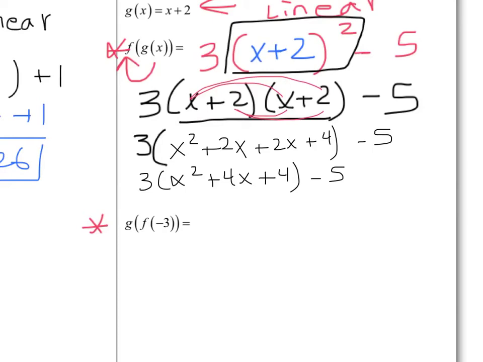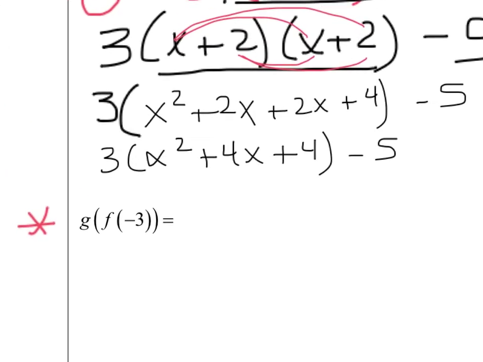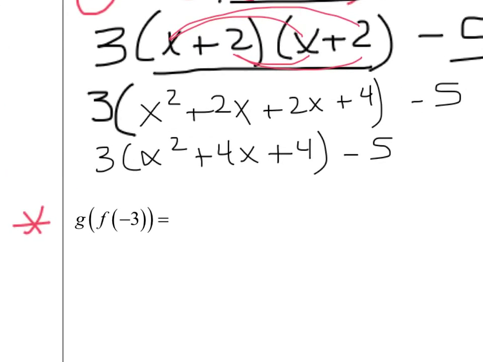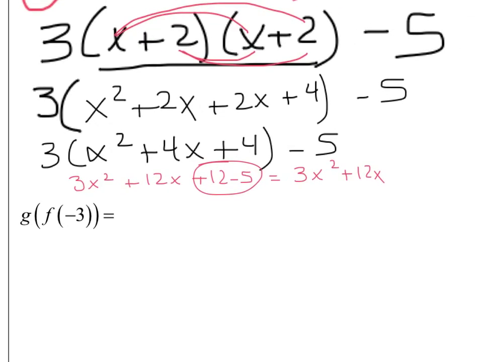Now after you do the foiling, now you can distribute the 3 into each one of them. So it would be 3x squared plus 12x plus 12 minus 5. Now you can combine those two. So let's copy 3x squared plus 12x. 12 minus 5 would be a positive 7. So the final answer would be 3x squared plus 12x plus 7, and that would be your final answer.